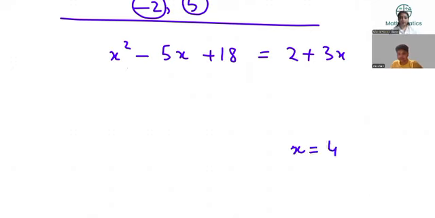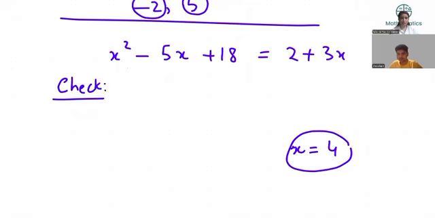Now, I don't know if the answer is correct or not, and I don't have time to solve all of the questions. So I have one method to check if the answer is correct. I will also teach you how to check. Just put 4 back in the equation. So it's 4 square minus 5 times 4 plus 18 equals 2 plus 3 times 4.